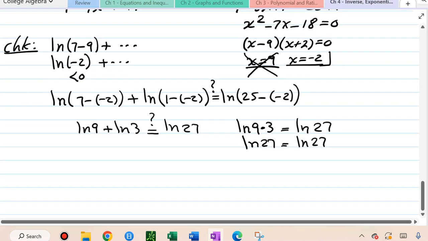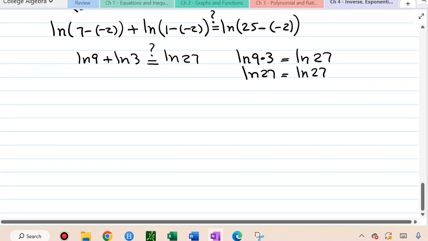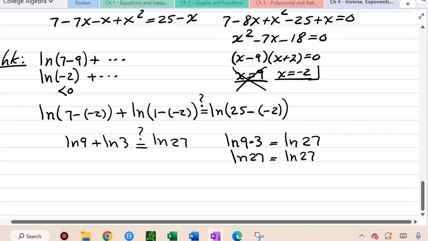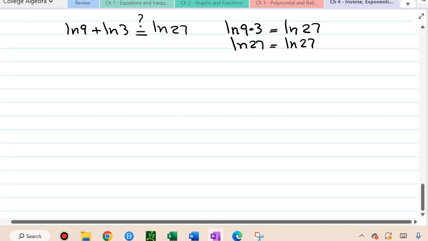So just because x is positive or negative, that's not the deciding factor. You got to plug them in. Sometimes positive numbers work, sometimes they don't. Sometimes negative numbers work, sometimes they don't. It just depends on the equation. Okay, so just want to emphasize that. This equation has only one solution, right? The solution set is just -2 for this one.